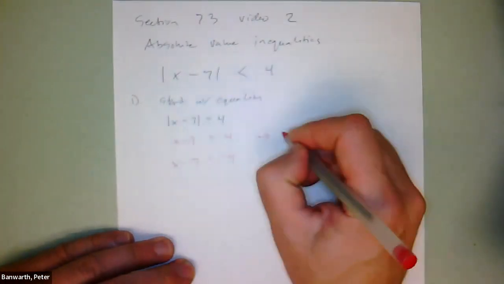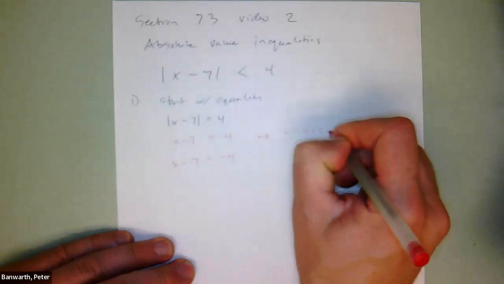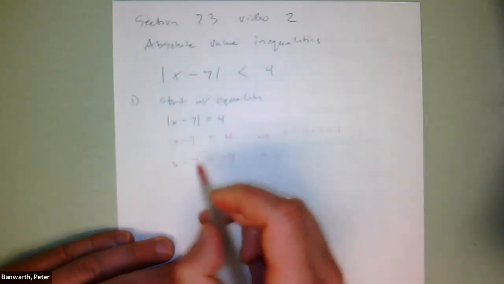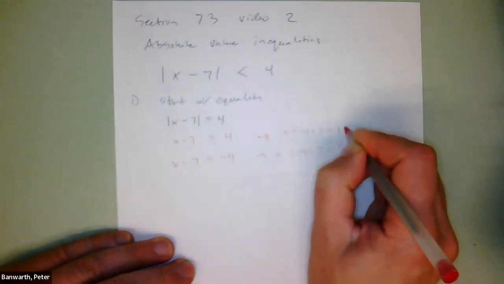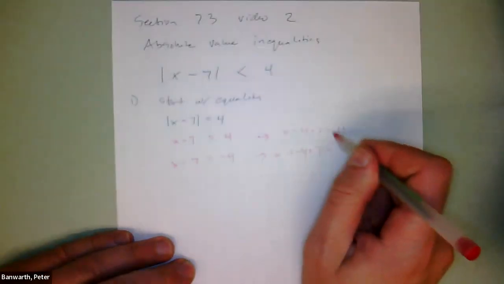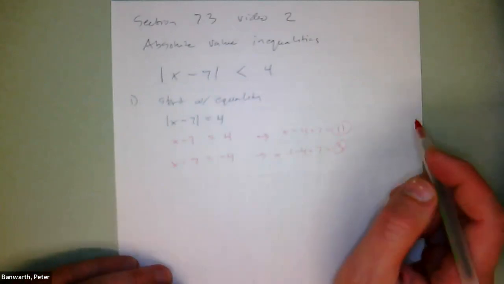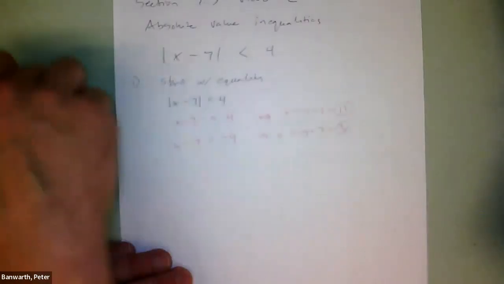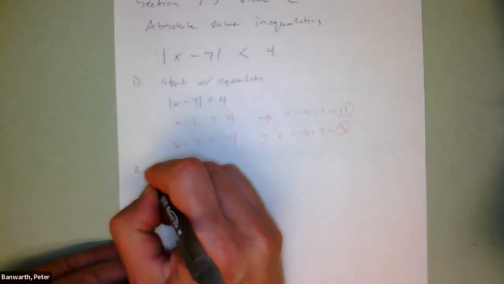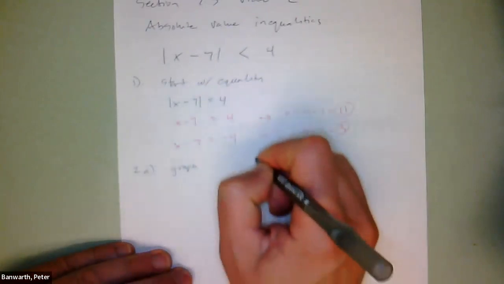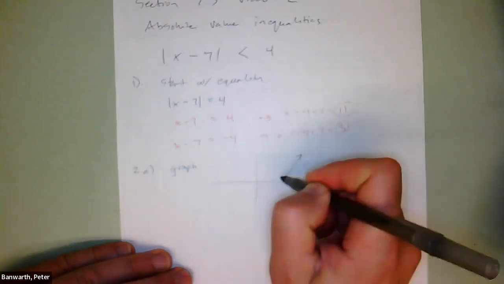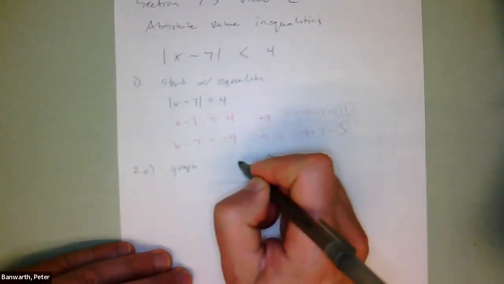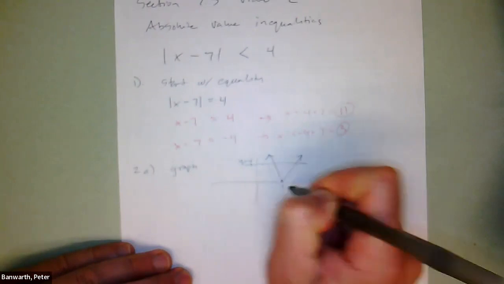So if I do that, I have x equals 4 plus 7, which is 11. And if I do that, I have x equals negative 4 plus 7, which is 3. So my two boundary points are 11 and 3. And then I can graph because I know generally what an absolute value looks like, and that's shifted right 7. So it looks like this, and there's y equals 4.